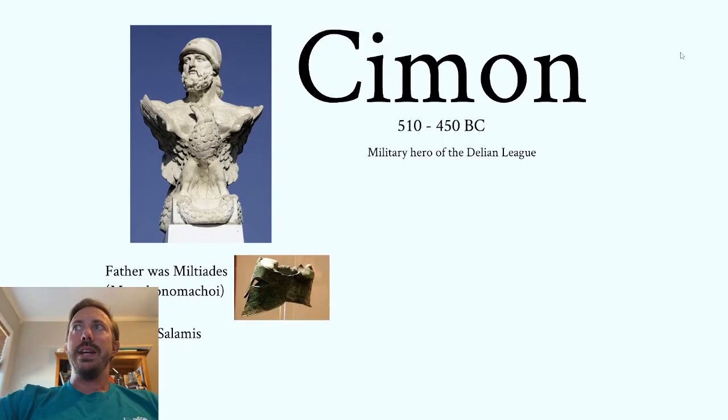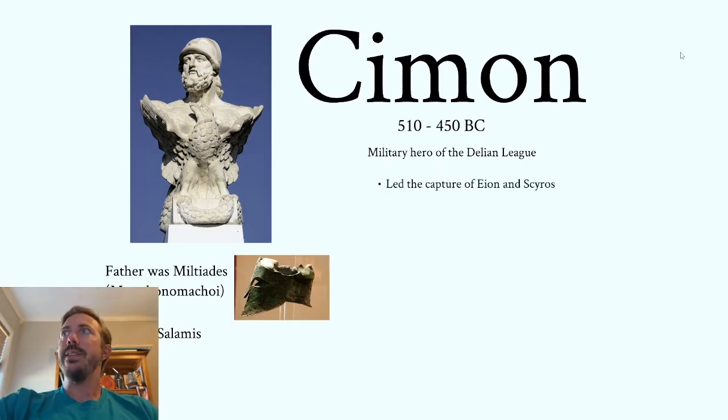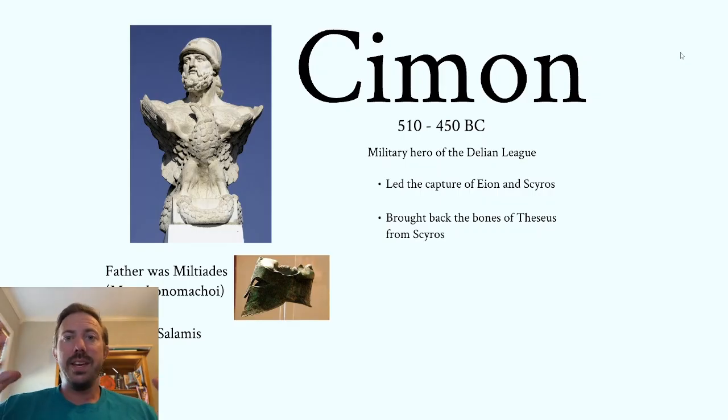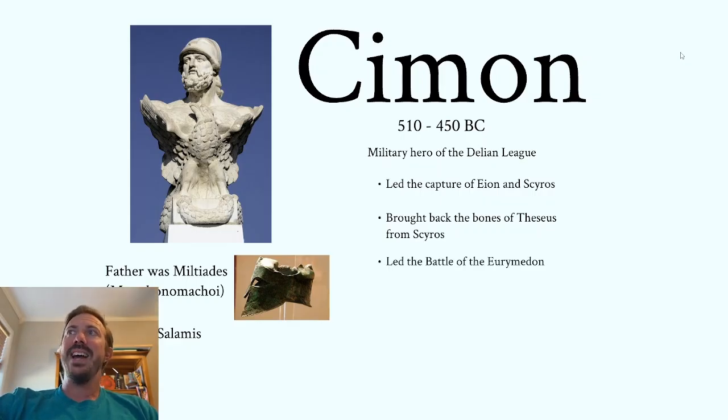He was a military hero of the Delian League. He led the capture of Ion and Skyros. We talked about that a second ago. And he brought back the bones of Theseus from Skyros. We know about Theseus, the hero that rescued the Athenian city-state from the grip of Minos and the Minotaur. So, Theseus's bones were in Skyros, and Cimon brought them back to Athens.